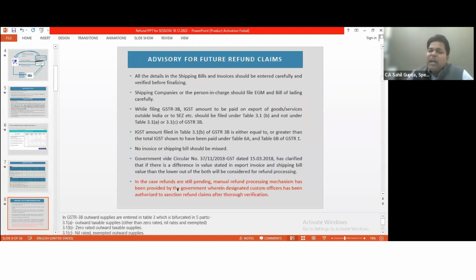Regarding future advisories, the person should take care that the details they are mentioning in GSTR 1 or GSTR 3B should be matching with the shipping bill details. And the shipping bill companies or the person in charge of the vessels should file proper EGM and bill of lading details. CHAs should also take care in filing the shipping bills, and the details mentioned in GSTR 1 and 3B should be matching, and the amounts payable should be lower than the amount paid.